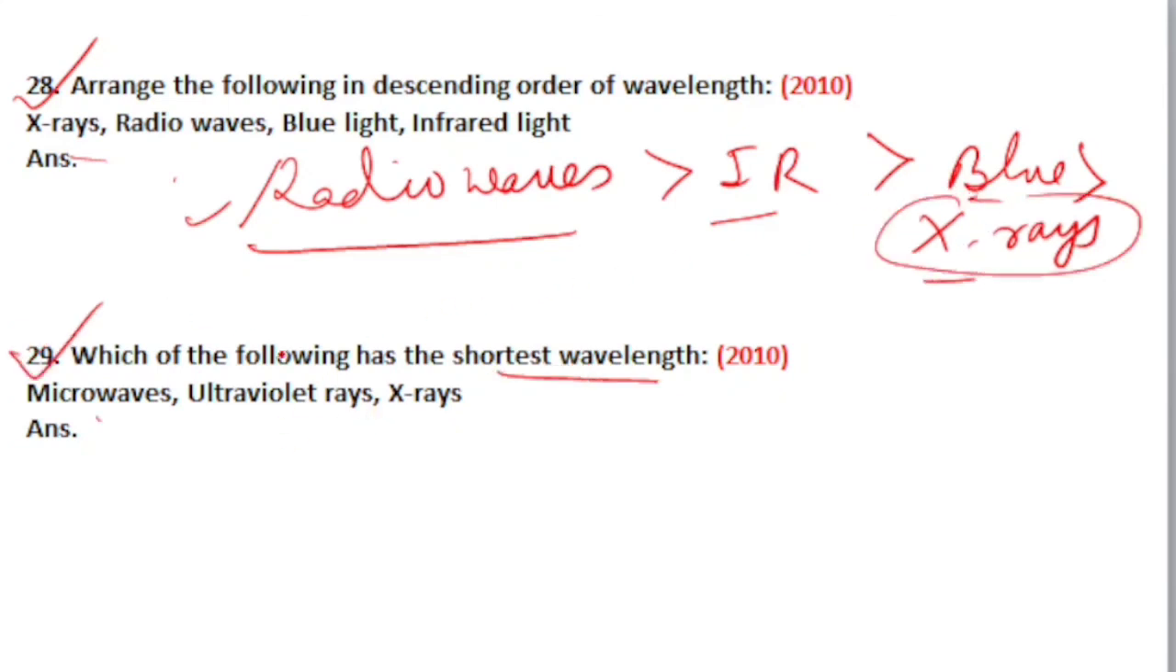Now last, question 29: which of the following has the shortest wavelength? Microwave, ultraviolet, X-rays. From all these three, which has shortest wavelength? Yes, X-rays has shortest wavelength. It has highest frequency, like gamma rays. So among all these three rays, X-rays has shortest wavelength.